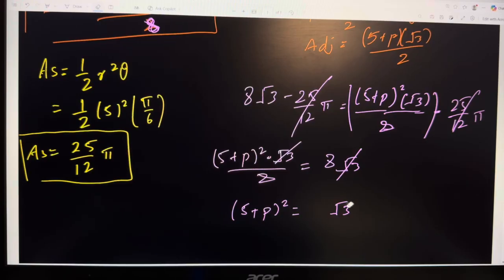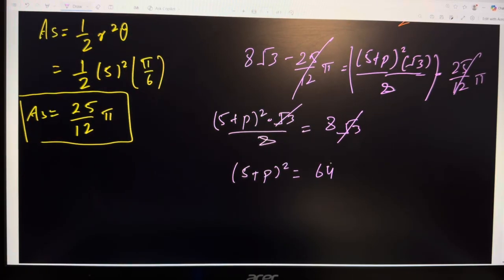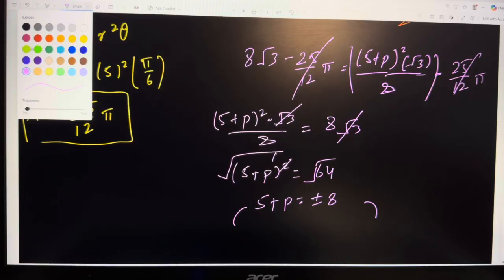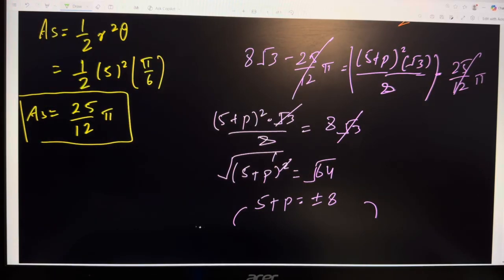And the root 3, by the way, just cancels, so that's also a mistake. So this becomes, okay, 8 goes there, multiplied by 8 becomes 64. So we take the square root on both sides, this cancels, and this becomes 8 plus or minus 8. So 5 plus p is equal to plus or minus 8. So let's see what the answer is. And if it's negative, we will ignore that, because of course p is a length.